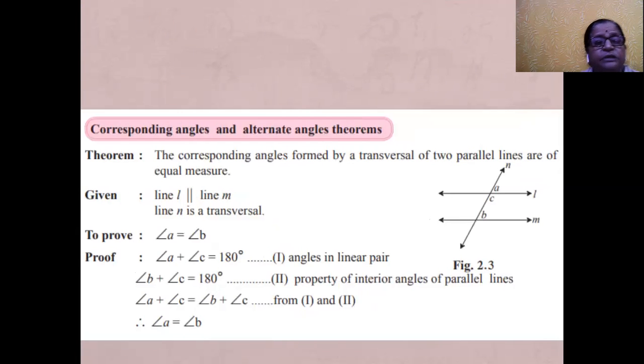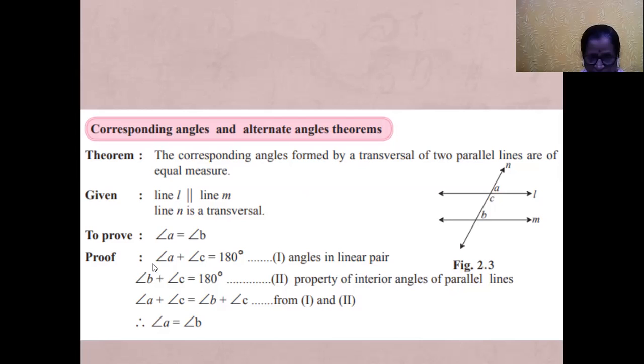Next we are going to see the theorem of corresponding angles and alternate angles. In this theorem, the corresponding angles formed by the transversal of two parallel lines are of equal measure. Corresponding angles A and B are of equal measure. What is given? Line L is parallel to line M and N is a transversal. What we have to prove? Angle A is equal to angle B, which means A's measure and B's measure will be equal.